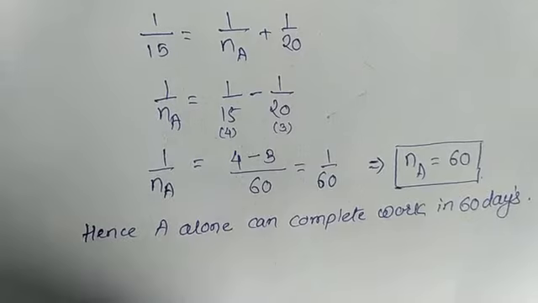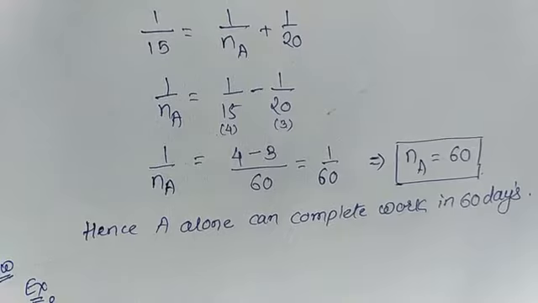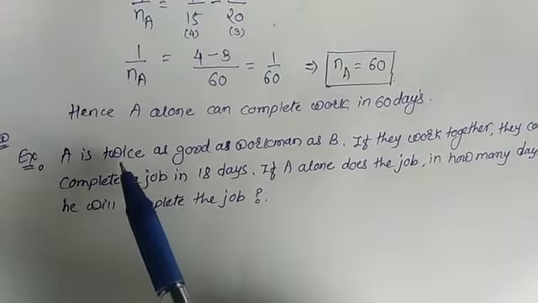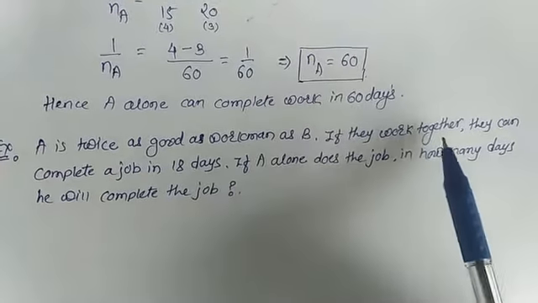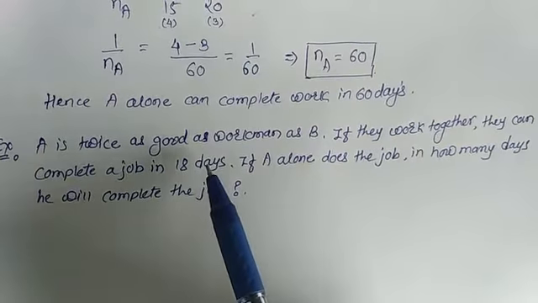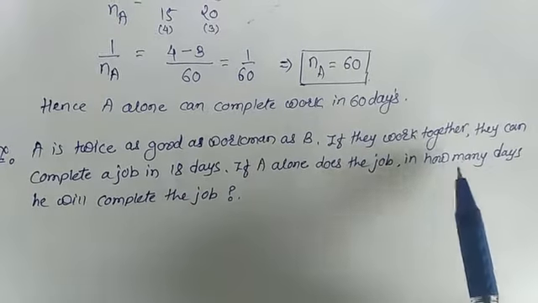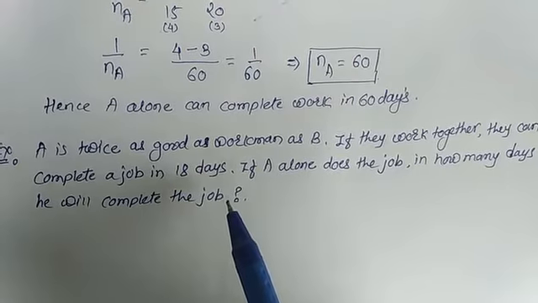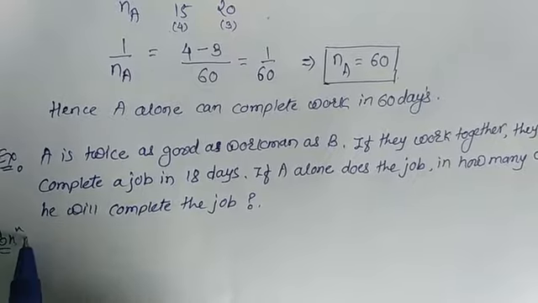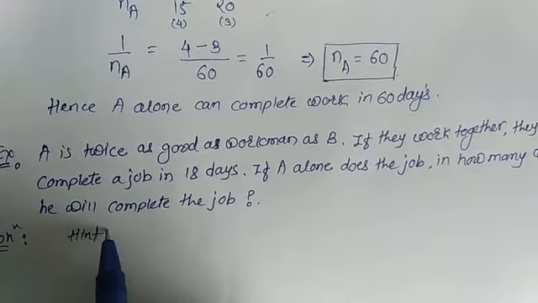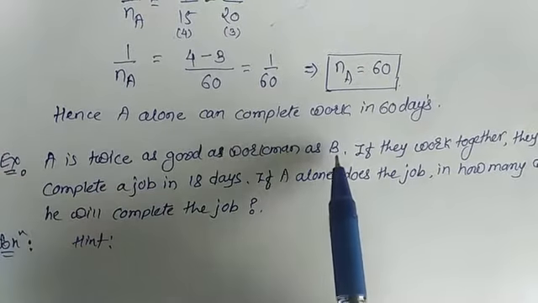Now for homework, you may take an example. A is twice as good a workman as B. If they work together, they can complete a job in 18 days. If A alone does the job, in how many days will he complete the job? Okay, so in this I will give you a hint for this example, as here it is given that A is twice as good a workman as B.